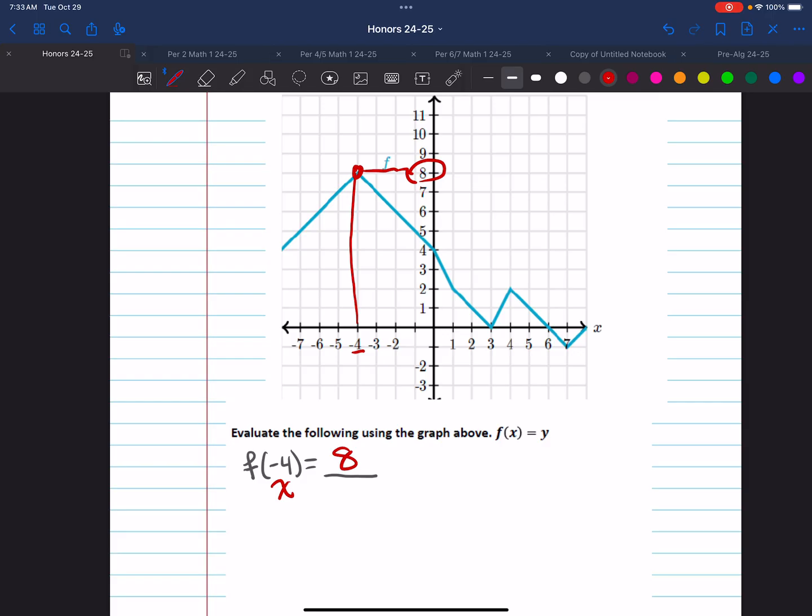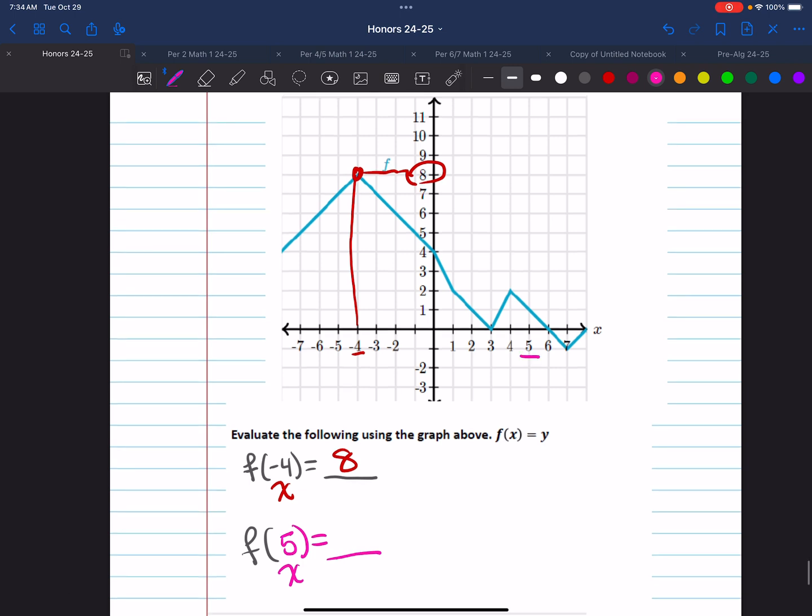There you go. Let's say I have f of 5 equals blank. We have an x value here, so I'm looking for the 5 on the x-axis. Where does it hit the function? It hits the function right here on this blue line of the function. And that y value there is 1.